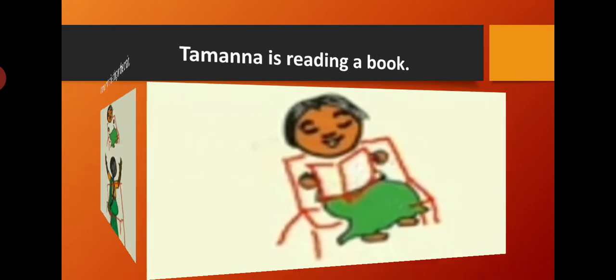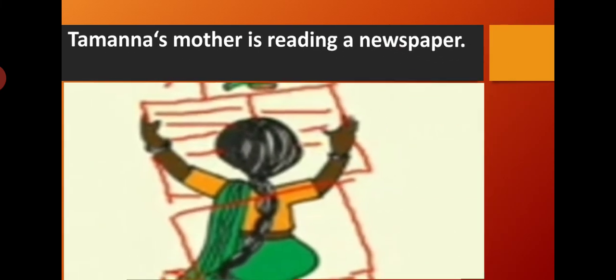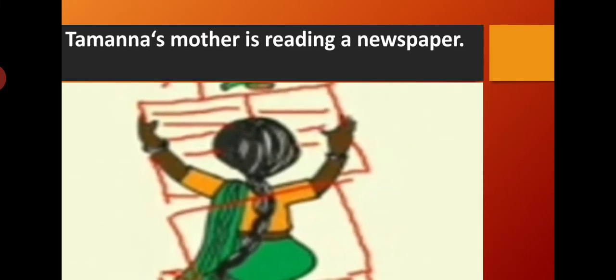Next, Tamanna is reading a book. You have to draw a book for Tamanna. Tamanna is reading a book. So you have to draw a book in this way. Next, her mother is reading a newspaper. You have to draw a newspaper for her mother.